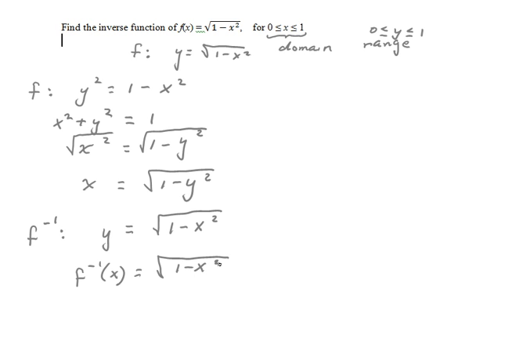But that would not be 1 to 1 unless we include the restriction that was on y. The range was between 0 and 1, so the domain has to be between 0 and 1 of the inverse.